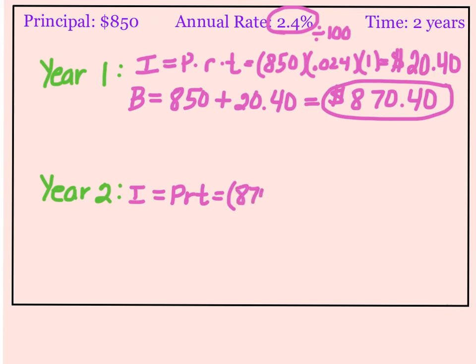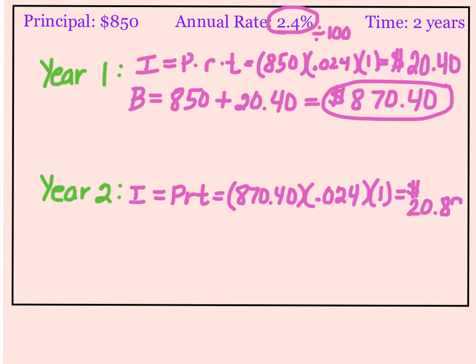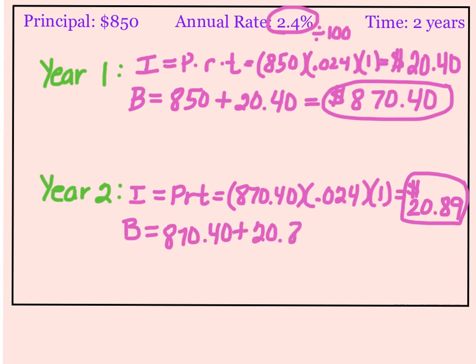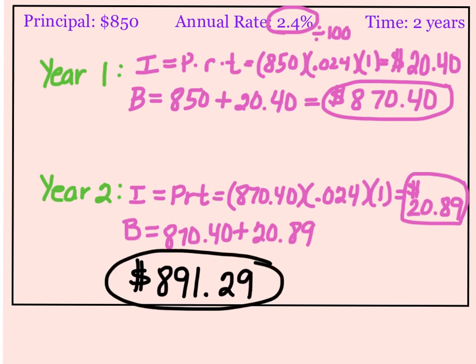So $870.40, our interest rate, 0.024, still for 1 year. That gives us an interest of $20.89. So now we just need to calculate the balance. So we're going to add our $870.40 plus the $20.89. That gives us a grand total of $891.29. So that's how much you'd have at the end of 2 years.